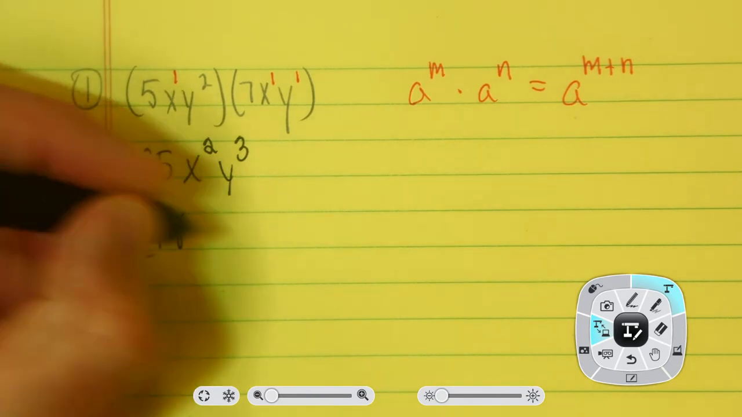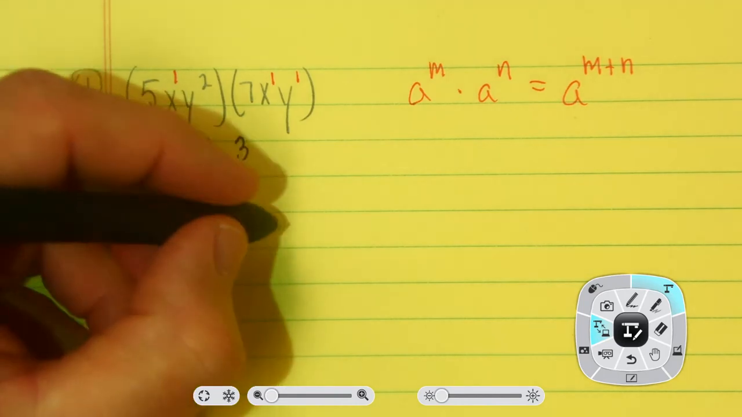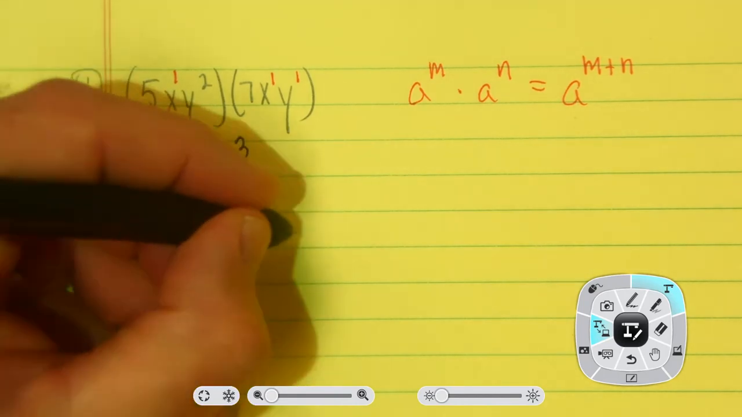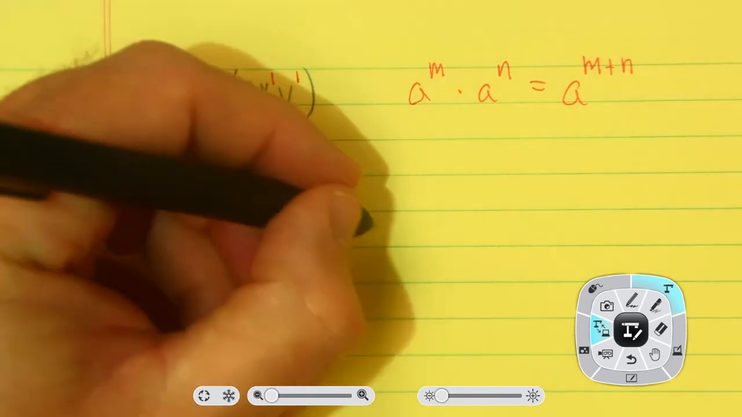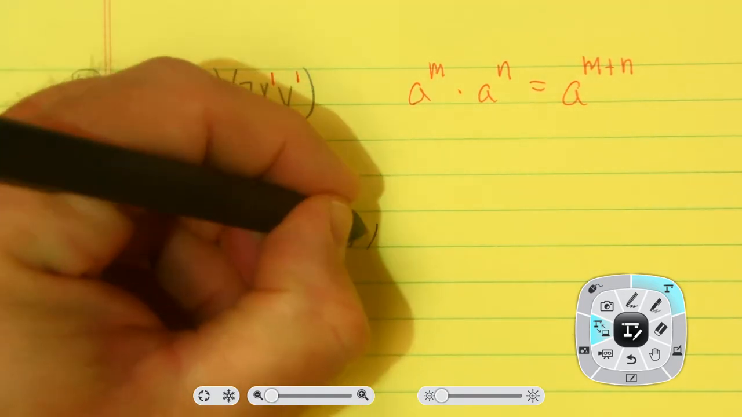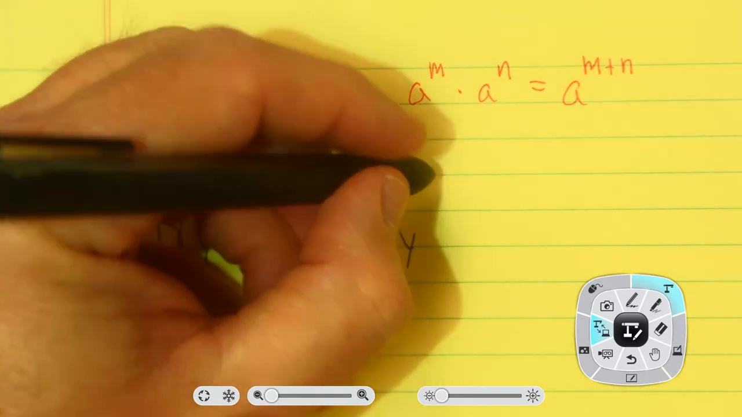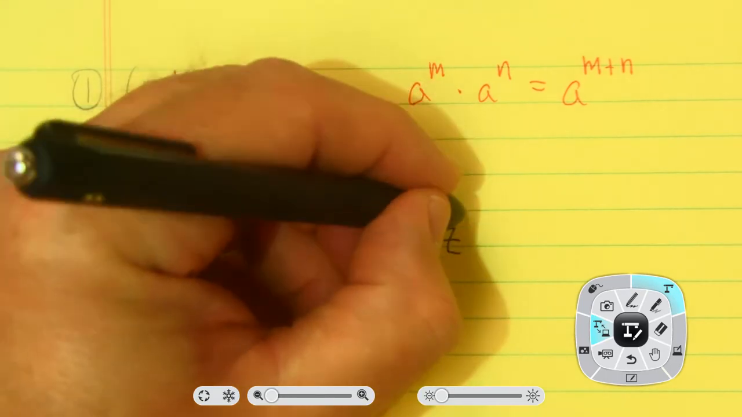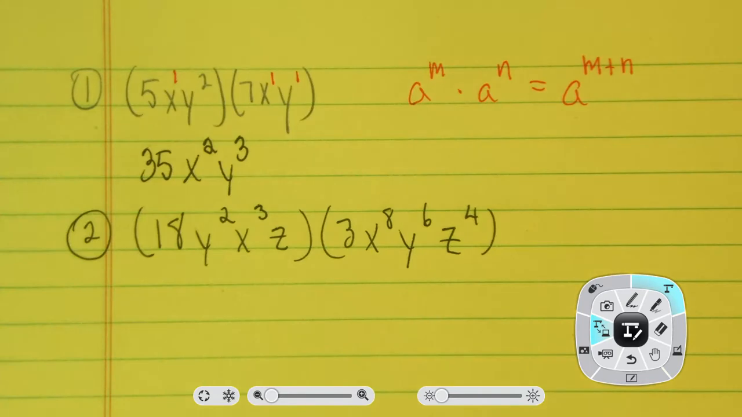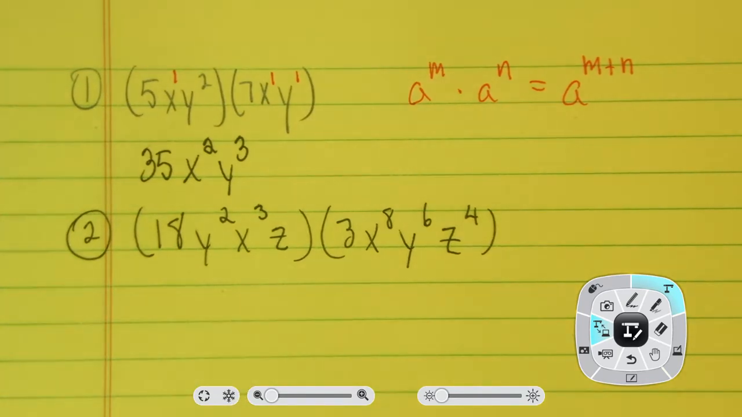It's 18y squared x to the third z times 3x to the eighth y to the sixth z to the fourth. Now I'm going to put my answer in standard form, and when I do that, I'm going to put my variables in order. In other words, alphabetical order.